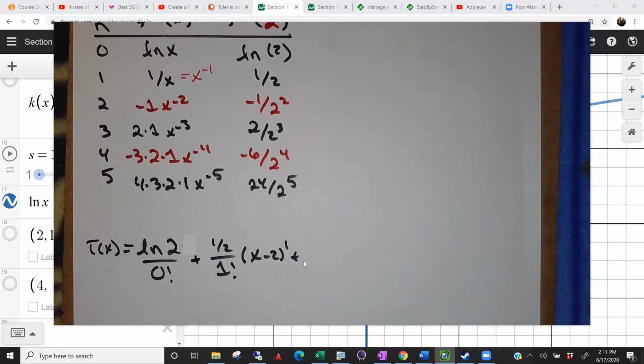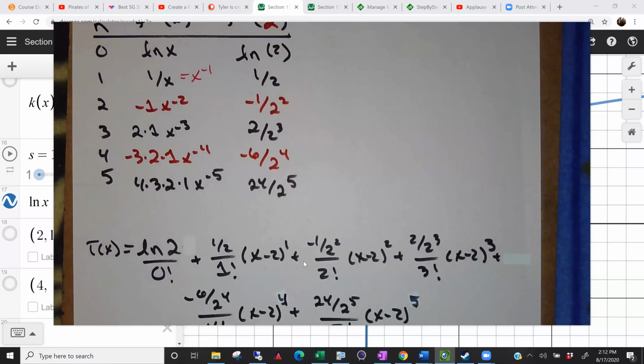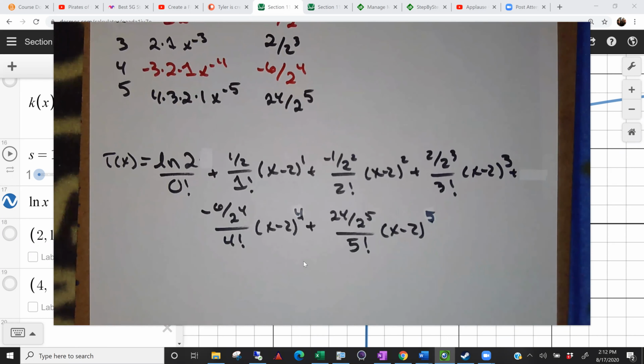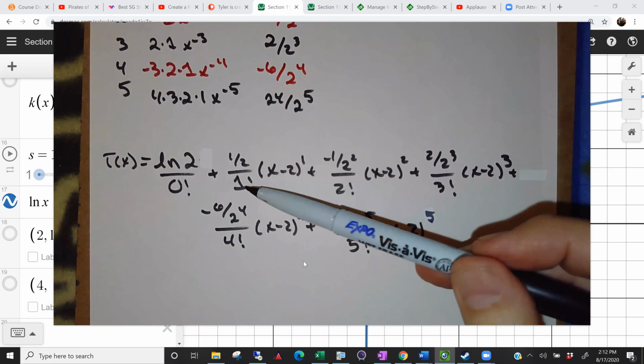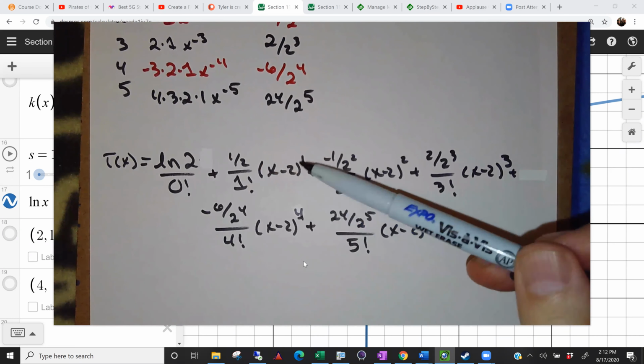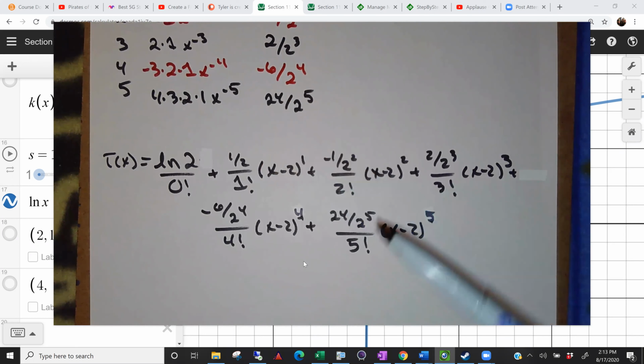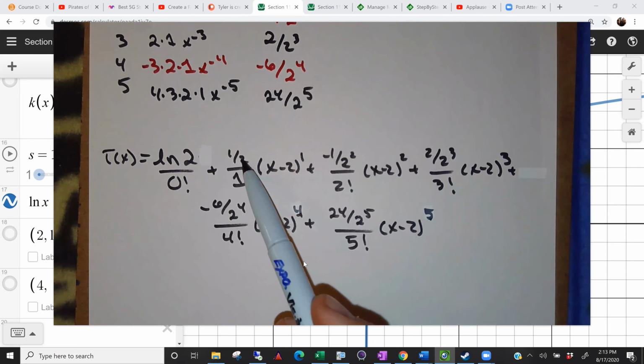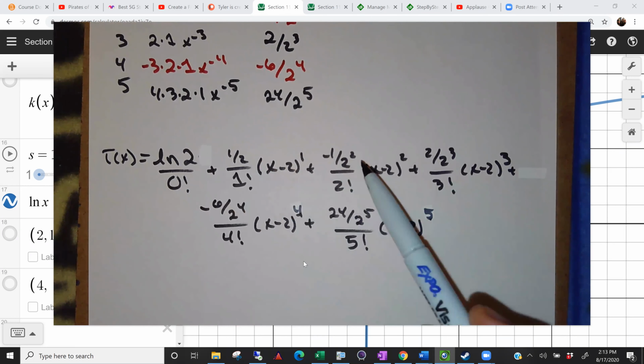Okay. How are we doing? Is yours matching mine? Let's take a look here. So it should be something like this. You should be taking the value of the function, dividing by the corresponding factorial, times x minus 2 to the corresponding power. These numbers should match. 0 factorial is just 1. Now the 2's in these denominators I'm going to bring down.